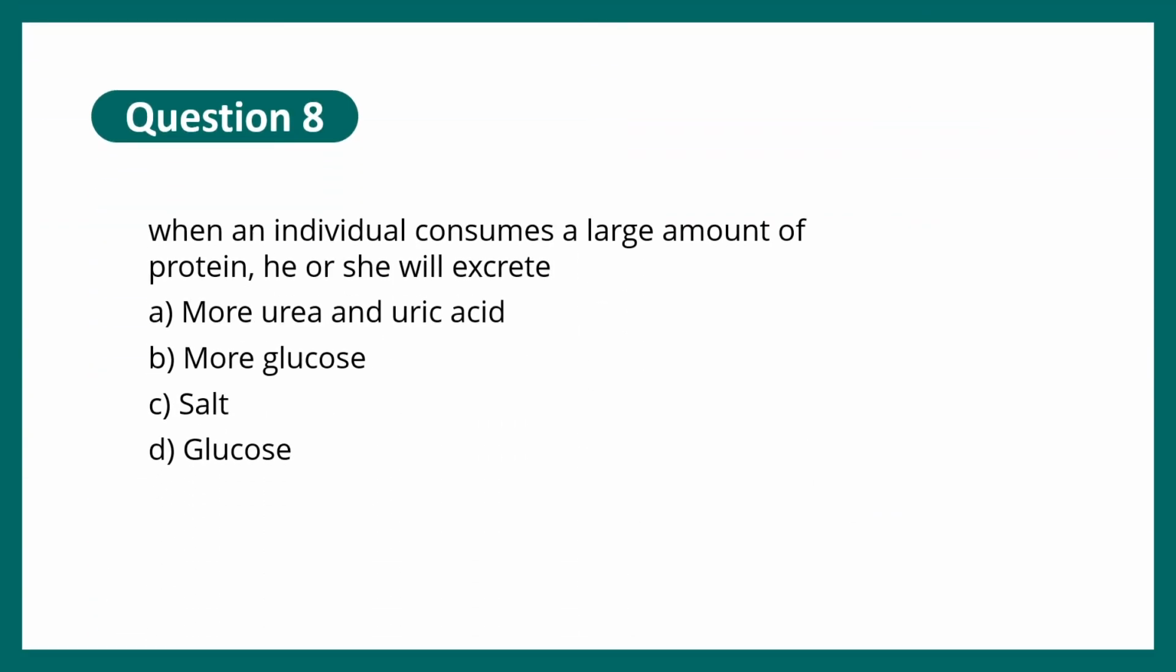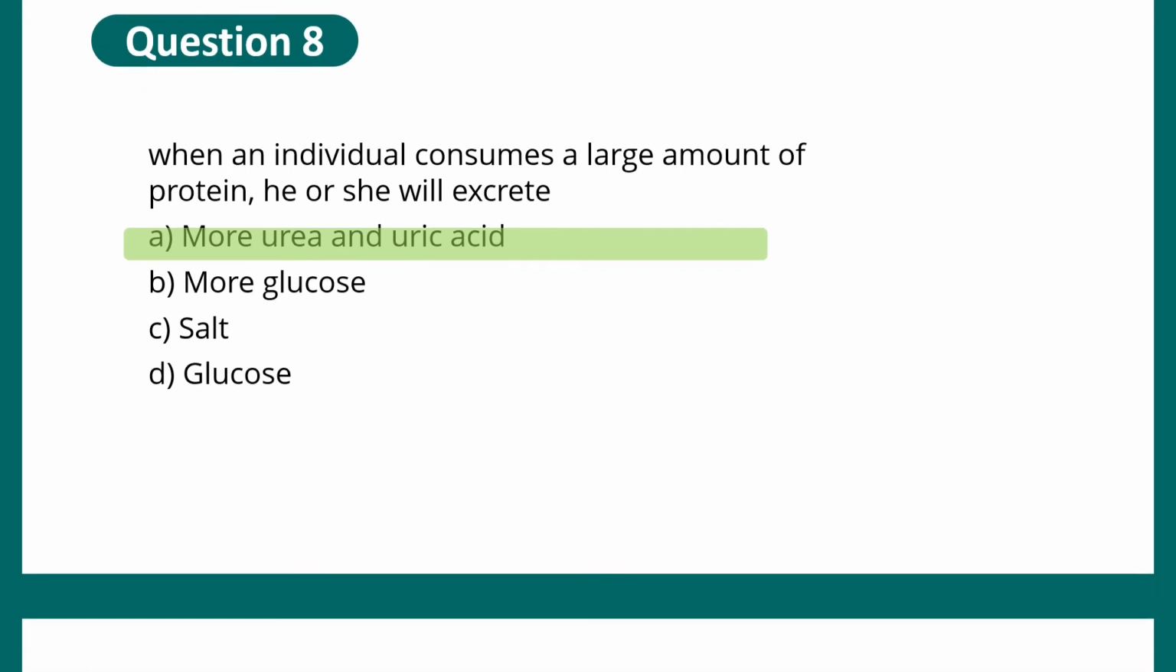Question 8. When an individual consumes a large amount of protein, he or she will excrete more urea, uric acid, more glucose, salt, or glucose. Urea is the excretory product for proteins. Amino acids would eventually be converted to urea via the urea cycle in the liver. So urea is the correct answer here.